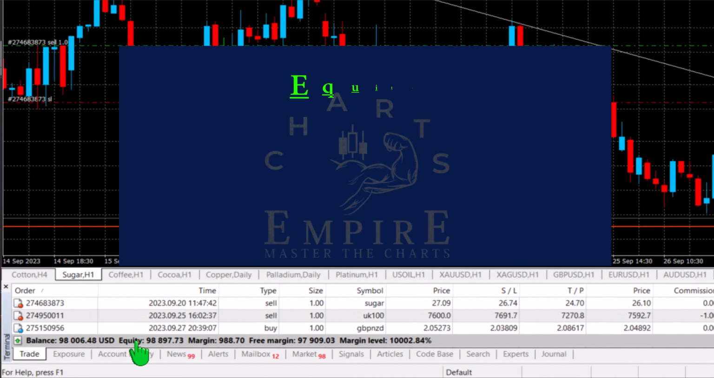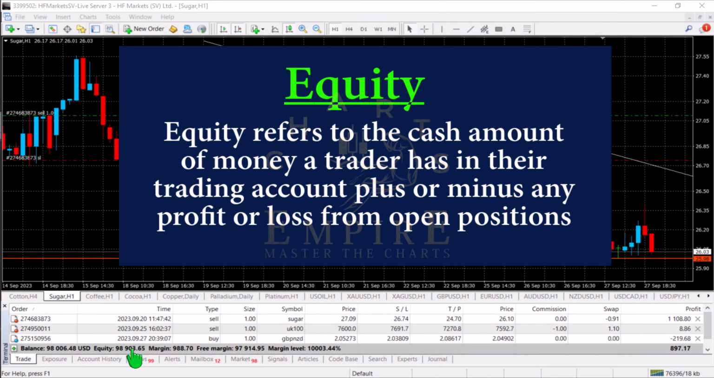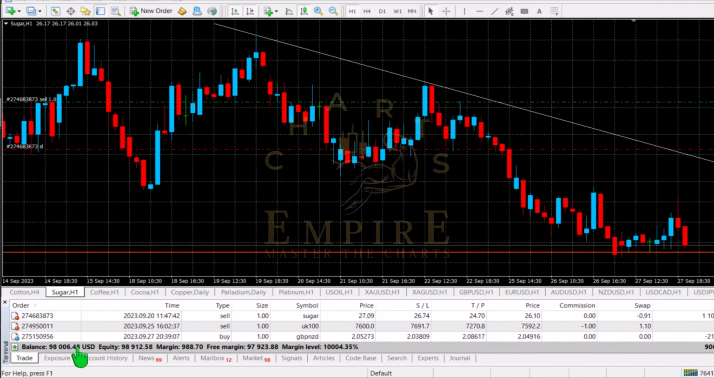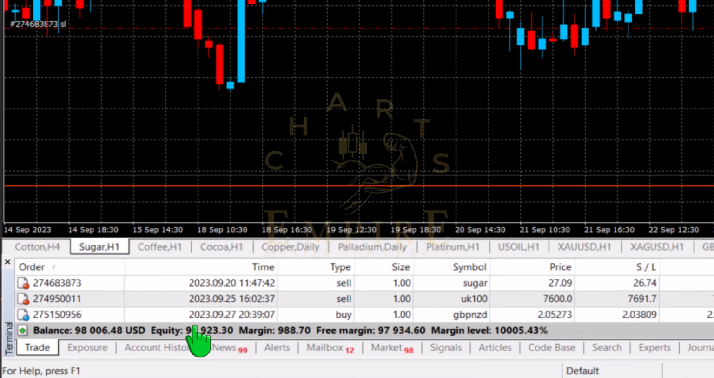2. What does the equity on your trading account terminal mean? Equity refers to the cash amount of money a trader has in their trading account, plus or minus any profit or loss from open positions. Unlike the balance, the equity is not static, but will fluctuate as your unrealized position moves in favor or against the direction of your anticipation.